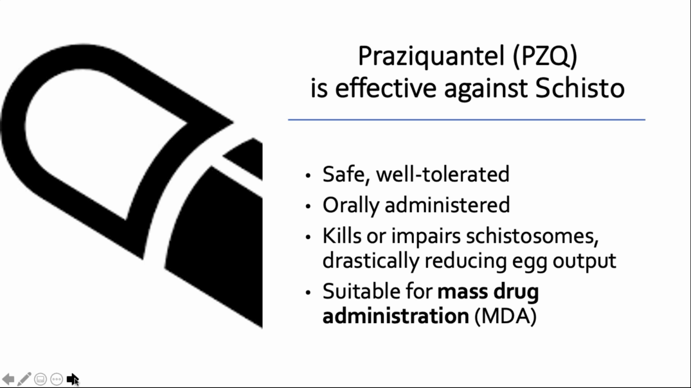Luckily, there is a good drug called praziquantel, which is effective against schisto. Praziquantel is a well-tolerated oral drug that kills or impairs schistosomes and drastically reduces egg output. And this drug is suitable for delivering on a population level by mass drug administration, or MDA.